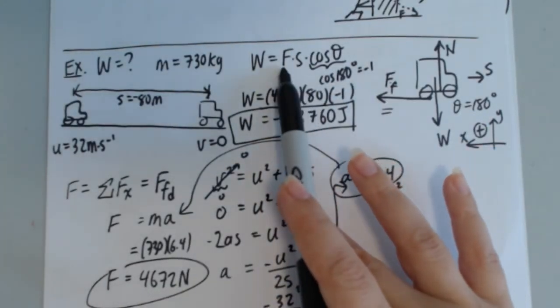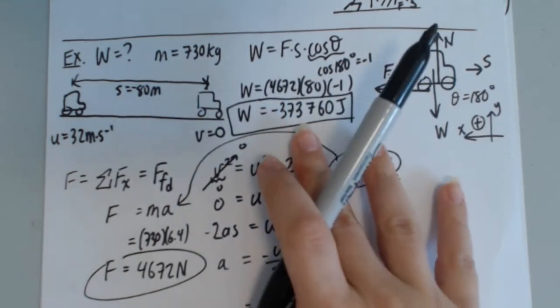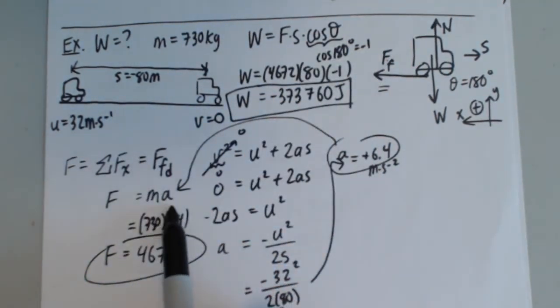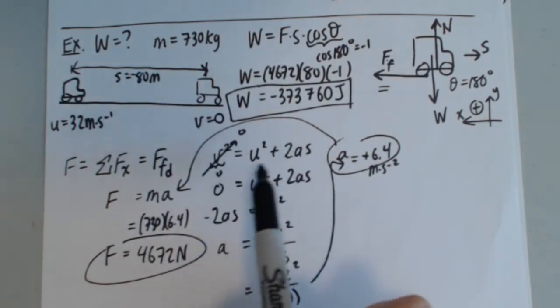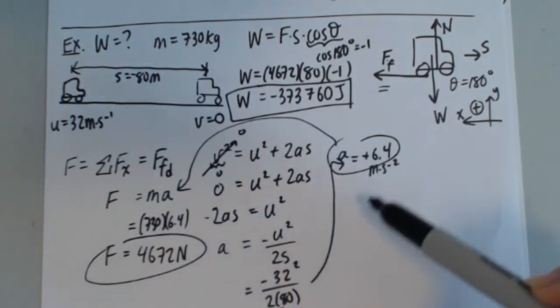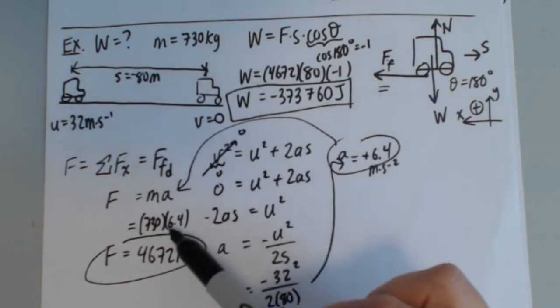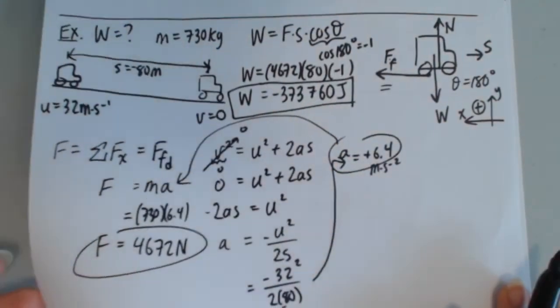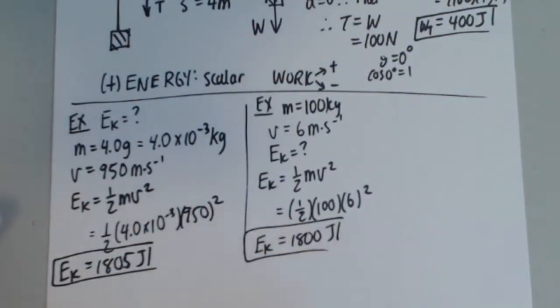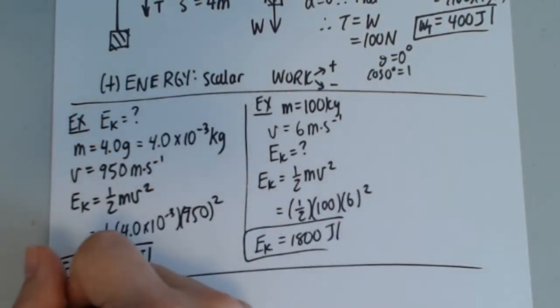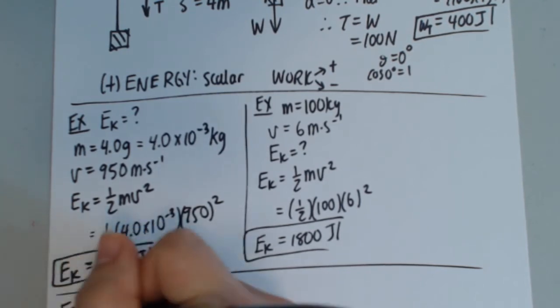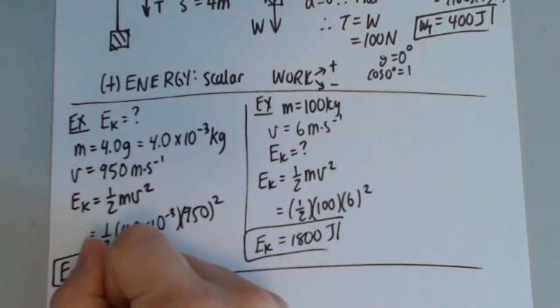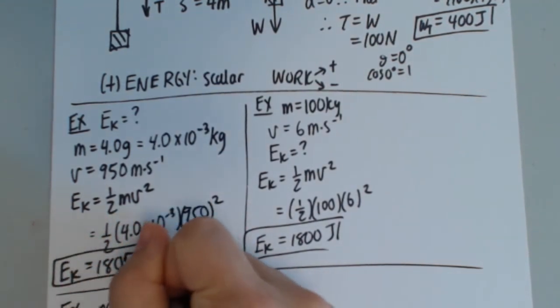S is 80, but then we had to figure out the force. So then we said, okay, well, force is equal to mass times acceleration, and so then we had to find the acceleration. So then we used a kinematics expression and solved for acceleration. Plug that back in here, found the force. Plug that back in here, found the work. It was a long problem, no doubt. Now you're going to see how the work kinetic energy theorem is going to solve that problem in less than half the time.